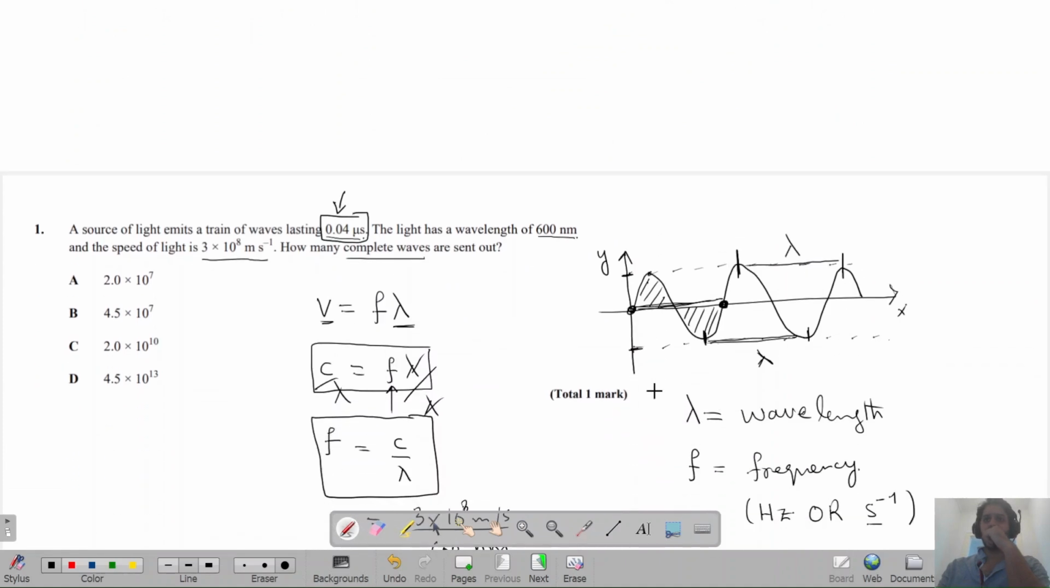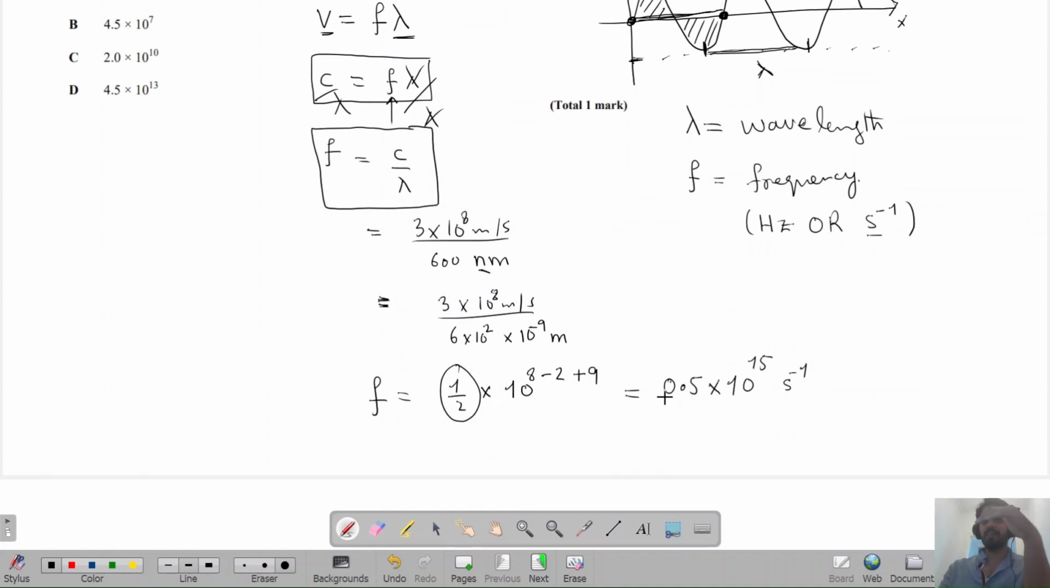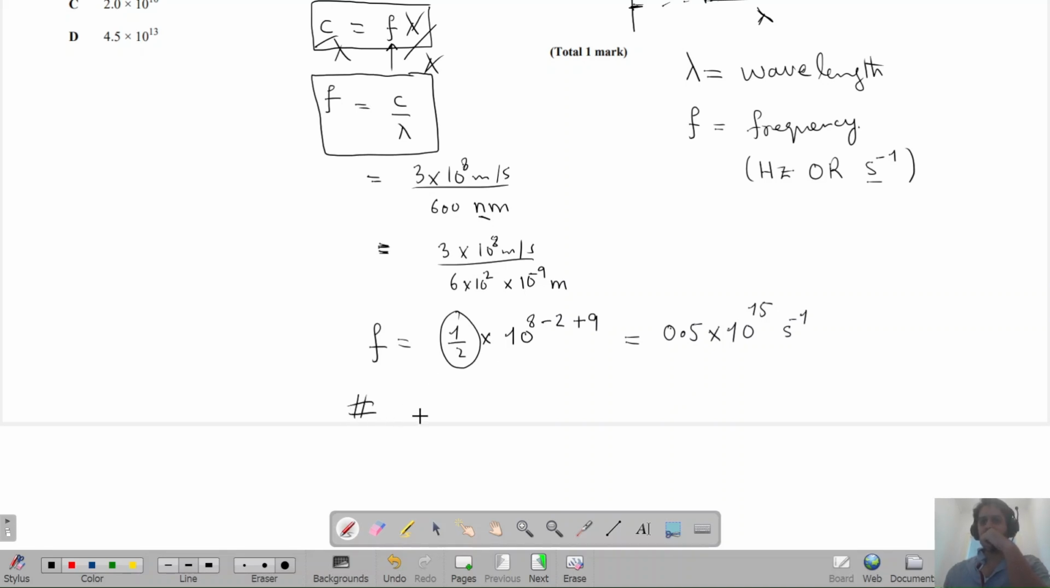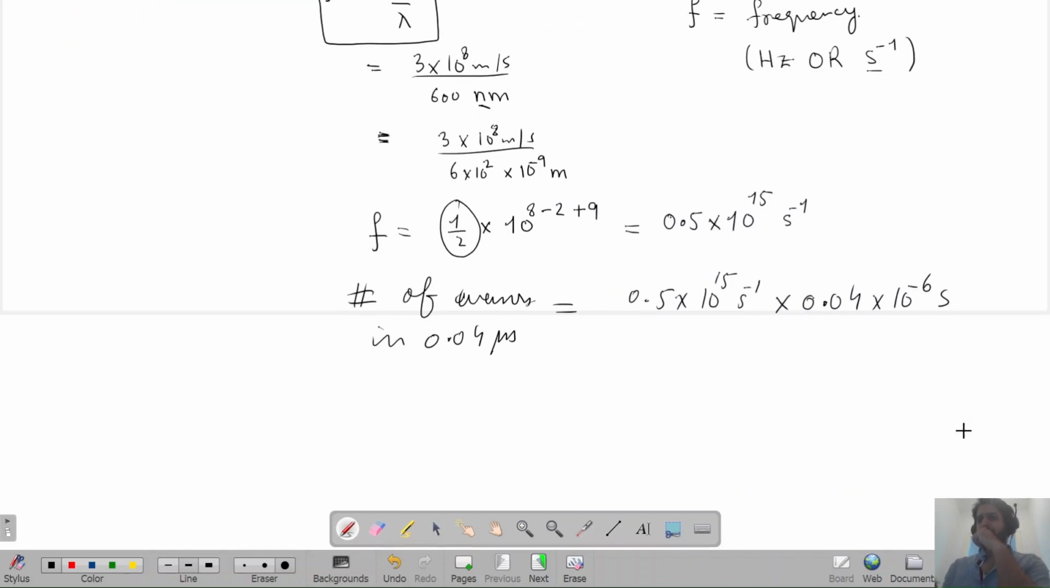Now, in order to find how many waves are sent out in this time, we have to multiply frequency, which is the number of waves in 1 second, with this time, which is 0.04 microseconds. So let's see how we can find the number of waves that are sent out in 0.04 microseconds. This will be equal to frequency, which is 0.5 times 10 to the 15 inverse seconds. And I have to multiply this with this time, 0.04 microseconds. I will write times 10 to the negative 6 seconds.